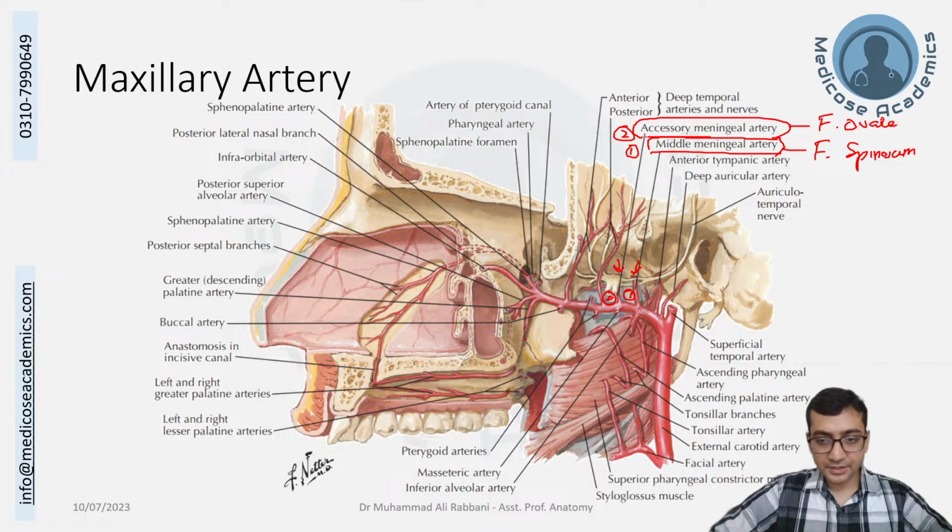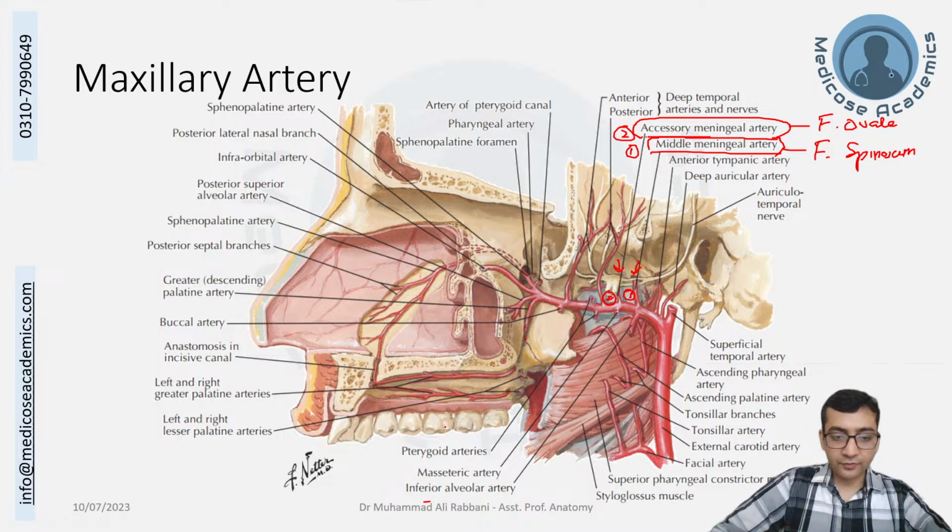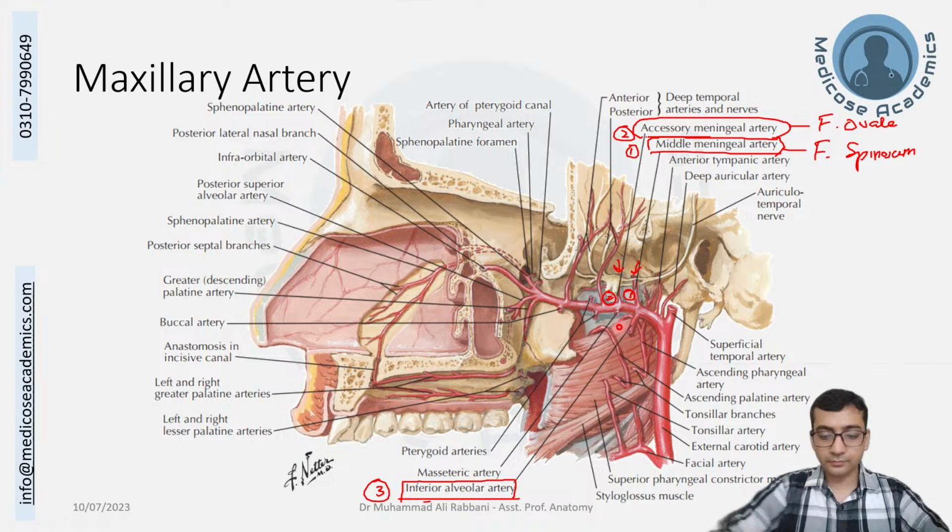So we are done with three branches. We have done the inferior alveolar artery that was going into the mandible. We have done two meningeal arteries, the middle meningeal artery and the accessory meningeal artery.